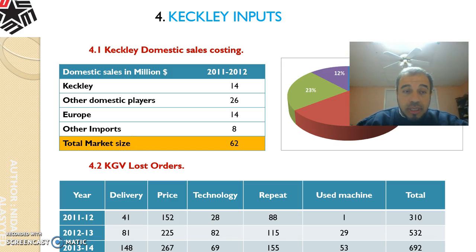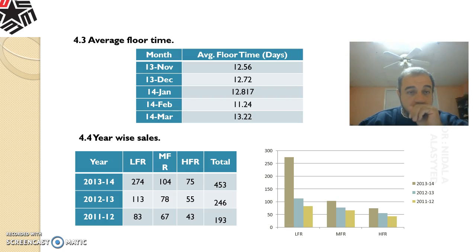So the current situation is that we have a total market size of 62 million US dollars for these KGVs, basically costing figures. That shows Kickley, which is the company of our focus here, at 14 million in 2011-2012. These data were also taken from some of the confidential reports that we signed with the company, and they show you from year to year the lost orders of KGV due to the competition with the European products.